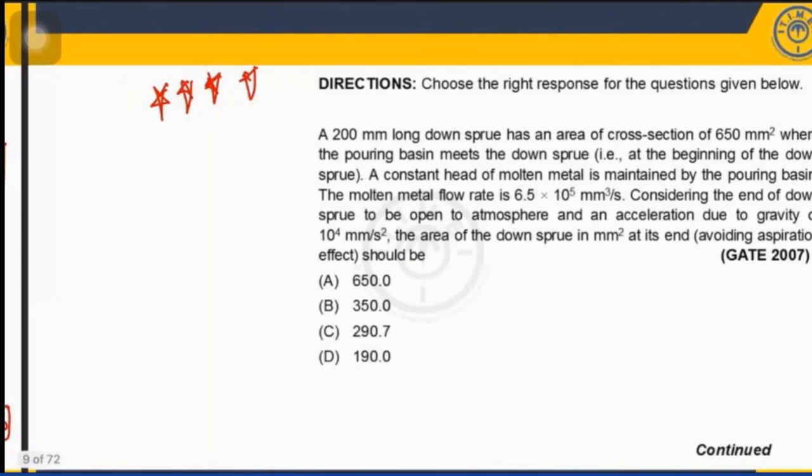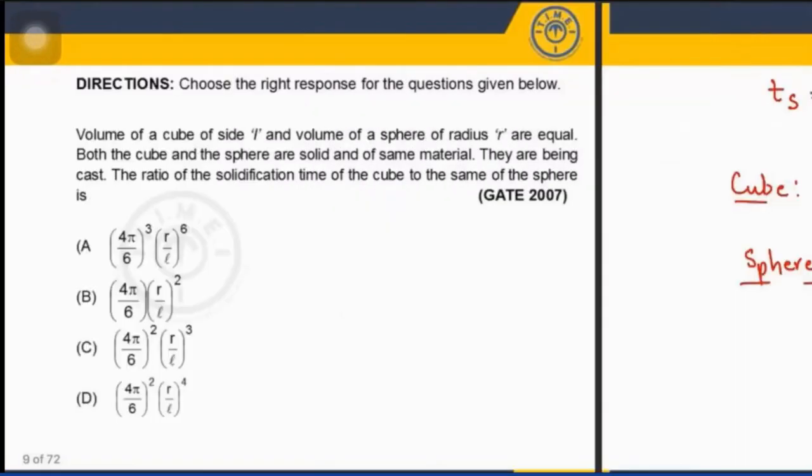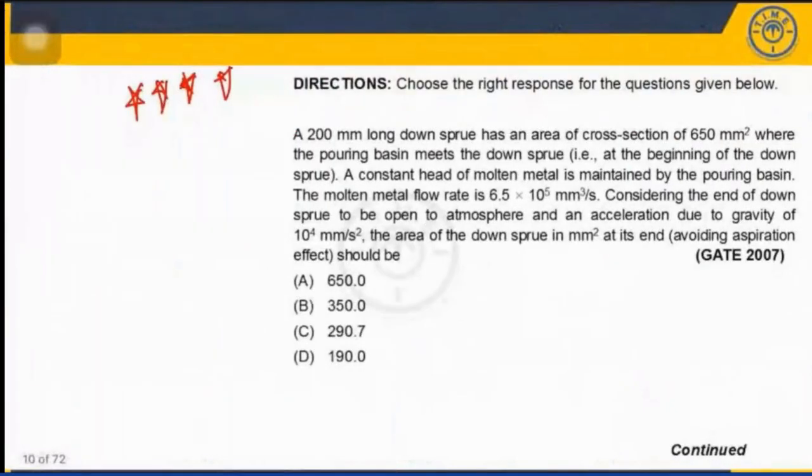Yeah, Raj, it is given, no? The volume of the cube of side L and the volume of the sphere of radius r are equal. That's why I have taken that. Understood? Okay, sir. Please read this question.